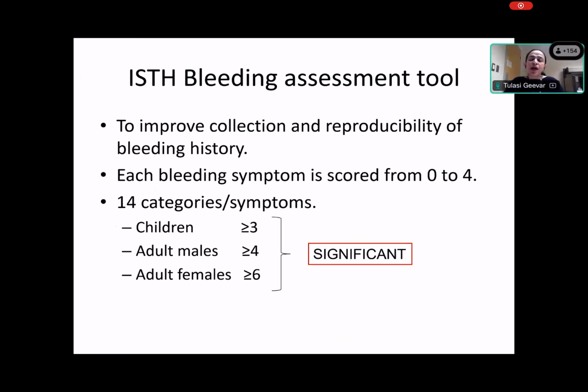Now, to objectify bleeding score and to assess whether the patient is actually having a significant bleeding symptom, there are different bleeding assessment tools available. The ISTH has a bleeding assessment tool which is now universally used. This is to improve the collection and reproducibility of the bleeding history. There are 14 categories or symptoms, and each symptom is graded from 0 to 4, and a score of 3 or more in children, a score of 4 or more in adult males, and a score of 6 or more in adult females is considered significant.